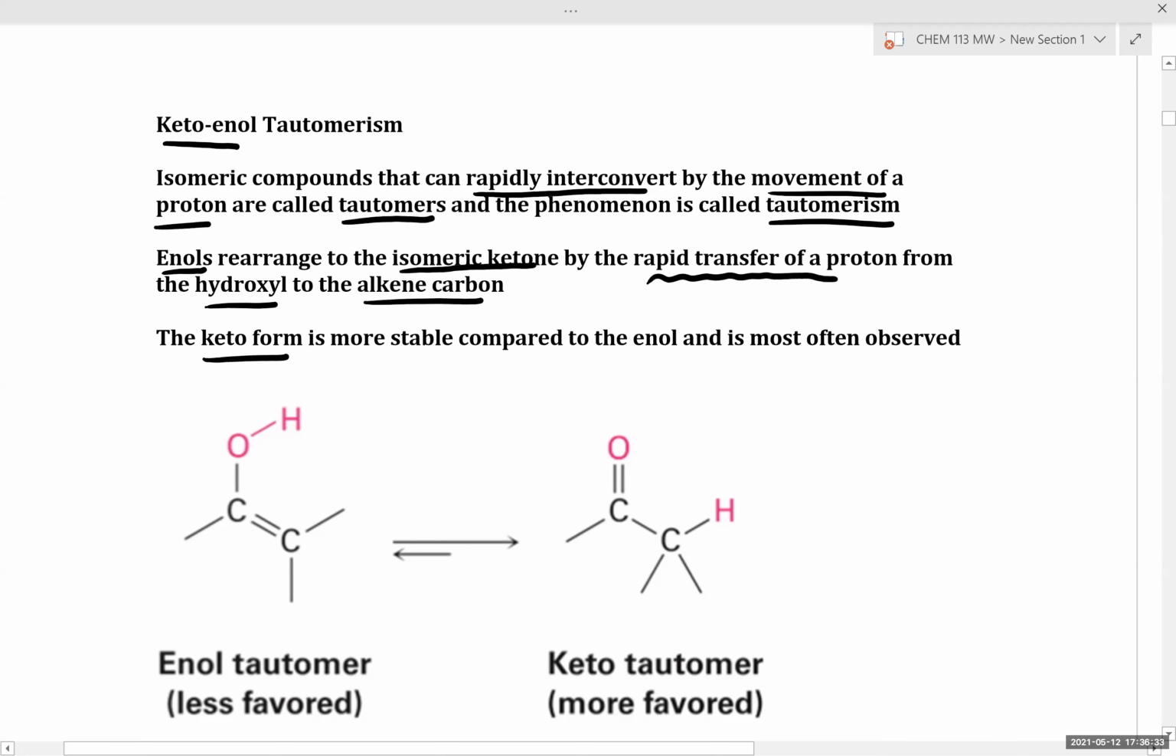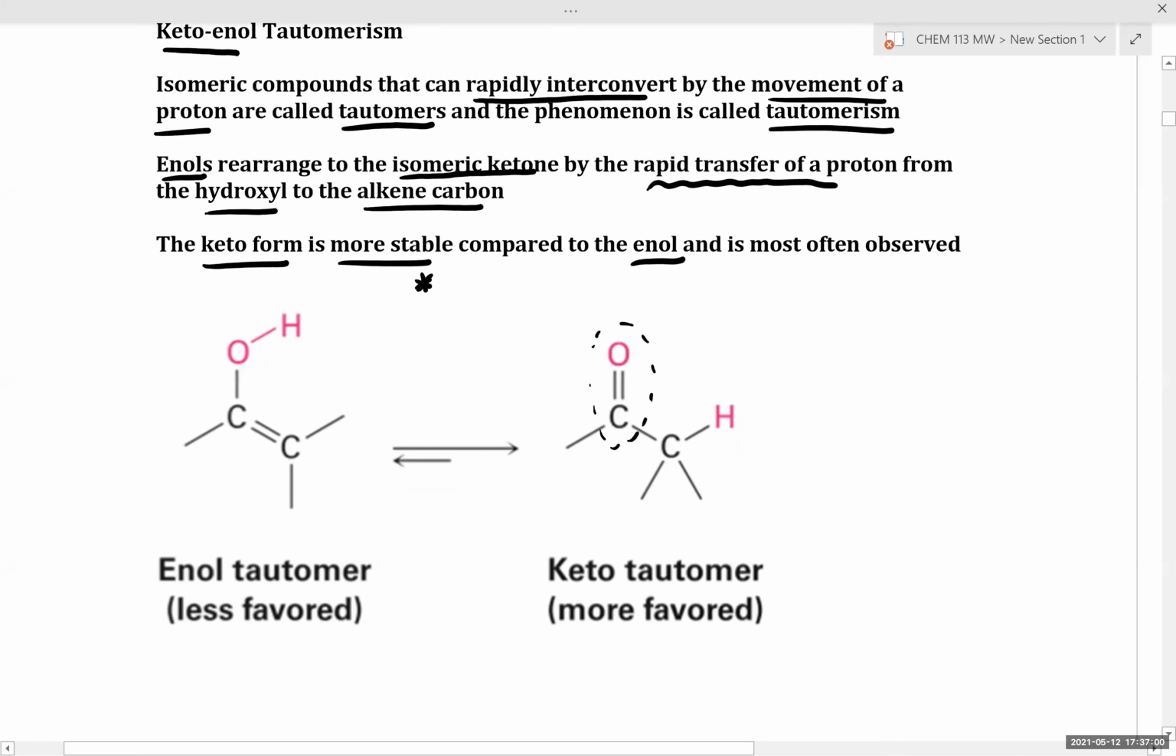Generally, the keto form is more stable in most cases compared to the enol form. One reason why stems from the fact that this carbonyl is a relatively stable bond and a relatively stable functionality. And as a result, the carbonyl is preferred over the corresponding enol tautomer. Okay, now tautomerism can be catalyzed by either acid or base, and we're going to look at the mechanism of acid and base catalyzed tautomerism next.